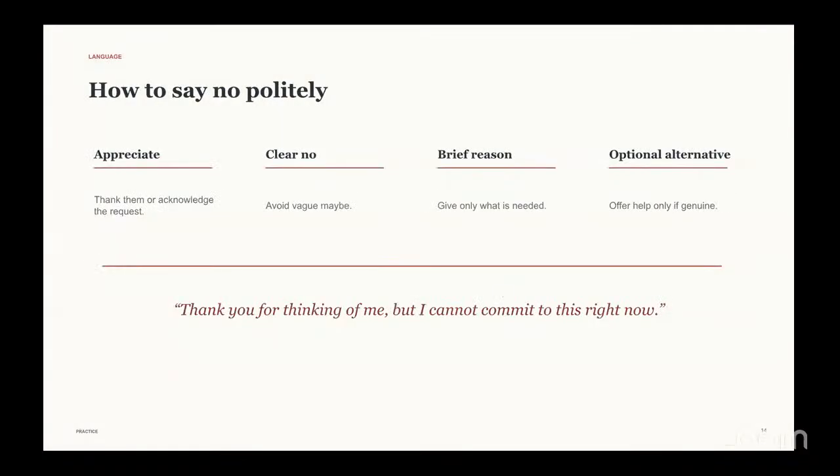So how to say no politely? Once we've decided that we need to say no, how do we actually say it without sounding rude? I think these four steps are very useful. So first, we want to acknowledge the person or the request, and then we want to give them a clear answer.